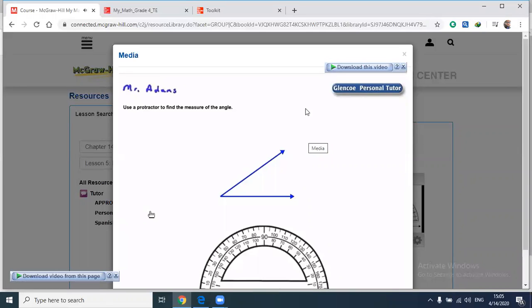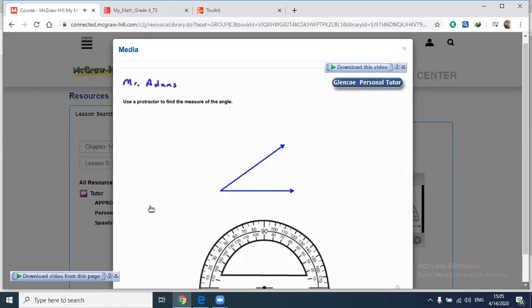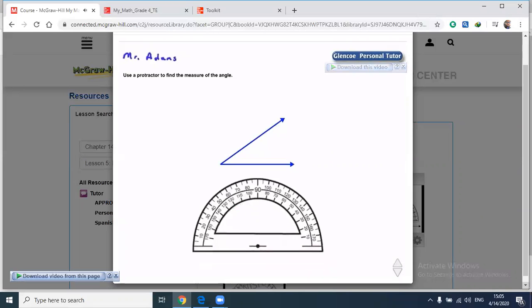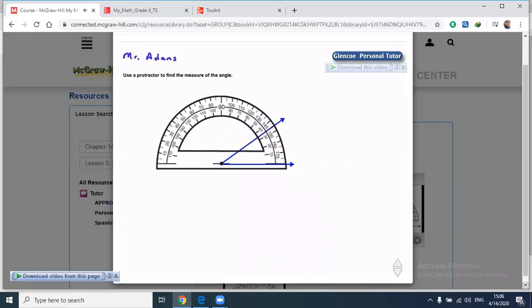Hello, I'm Mr. Adams. We're going to measure angles. Use a protractor to find the measure of the angle. All right, so we have our angle here and our protractor. We're going to move the protractor up so the vertex of the angle matches up with the center of the protractor like so. And this would be the 0 degree right here. And where the line meets the 0, that is where we begin to read the protractor. So I'll go up, and it's going to be between 30 and 40. It's right on the line, so it's going to be 35 degrees. So our angle measures 35 degrees.